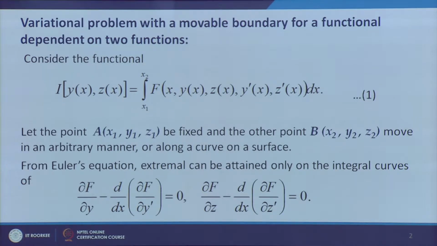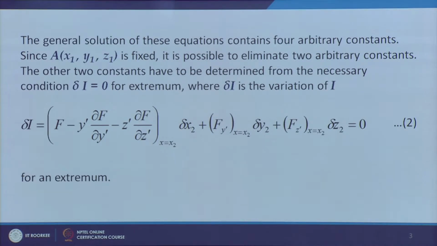From Euler's equation, the extremal can be attained only on the integral curves of the two equations: ∂F/∂y − d/dx(∂F/∂y') = 0 and ∂F/∂z − d/dx(∂F/∂z') = 0, because we know that the necessary conditions for the extremal in the case of more than one dependent variable are the two Euler's equations given here. So the extremal can be attained only on those curves. Now, the general solution of these equations contains four arbitrary constants. Since (x1, y1, z1) is fixed, it is possible to eliminate two arbitrary constants.